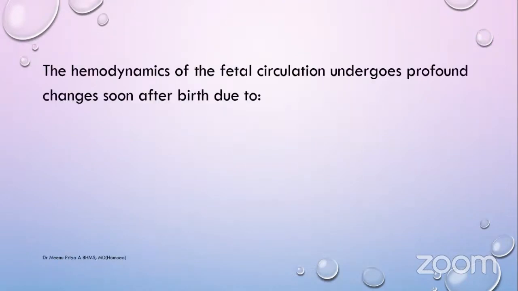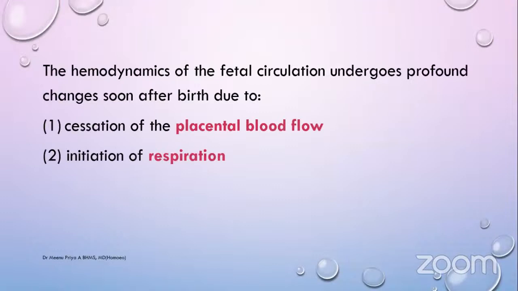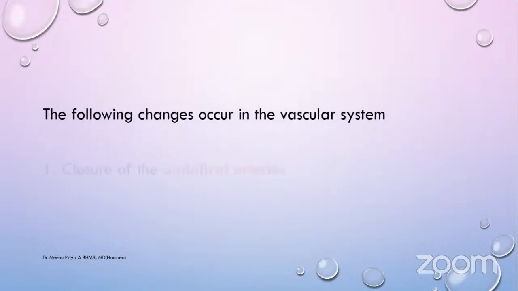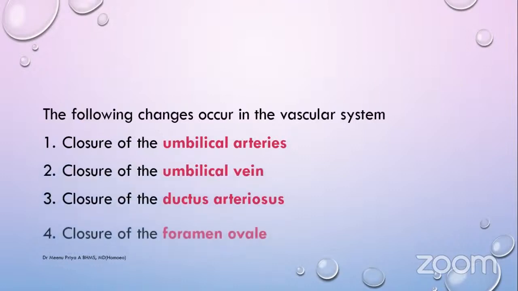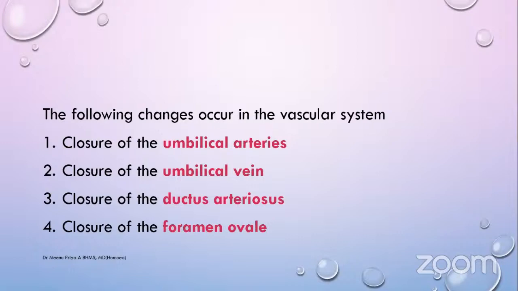The hemodynamics of fetal circulation undergoes profound changes soon after birth. Due to what? Due to cessation of placental blood flow. Immediately after the birth, the placenta separates and the umbilical cord is cut, so placental blood flow is not there. Immediately after birth, respiration is initiated, so pulmonary circulation begins. The following changes occur in the vascular system: closure of umbilical arteries, closure of umbilical vein, closure of ductus arteriosus, and closure of foramen ovale. These are the normal physiological events that happen immediately after the birth of the fetus.